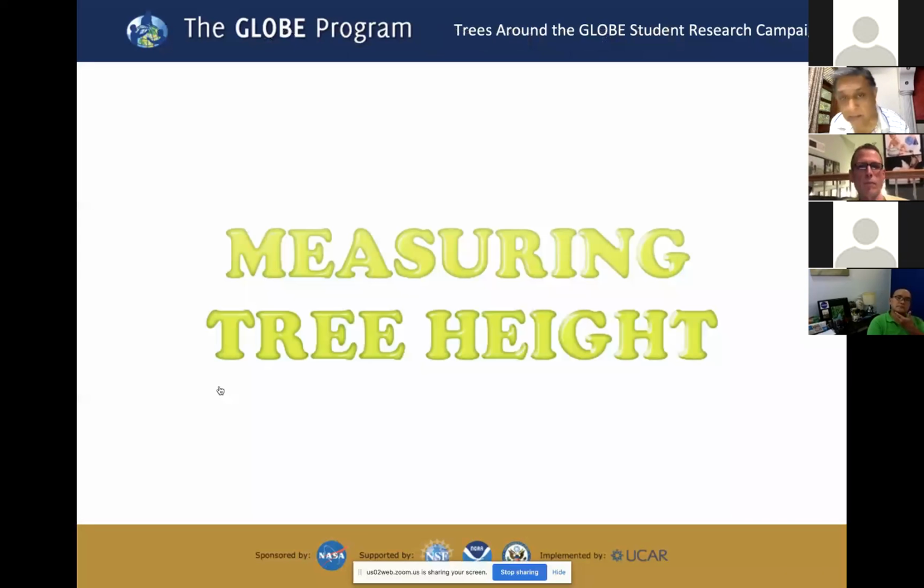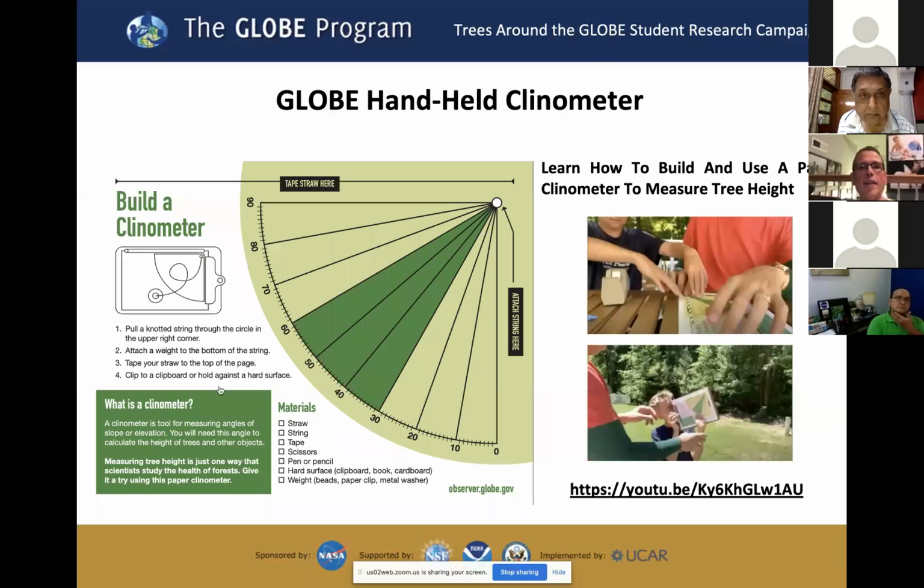All right, so how do you go out and take tree height observations? There are several ways with the GLOBE program you can do it. Here's a handheld clinometer, all right? This handheld clinometer is something you can find on the NASA website, on the GLOBE website. You can find it on the NASA GLOBE Observer page as well. And this one you just build, using a drinking straw, a string, some tape, scissors, a pen or pencil, and something to hang off the string, like a weight. Then you can go out and take tree height measurements using this. There are instructions on how to do that on the clinometer, and also on the GLOBE website.